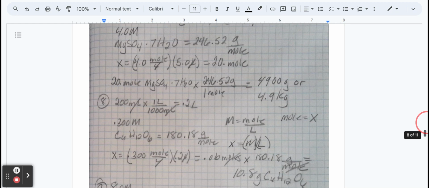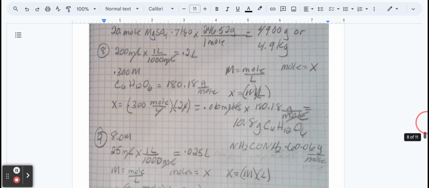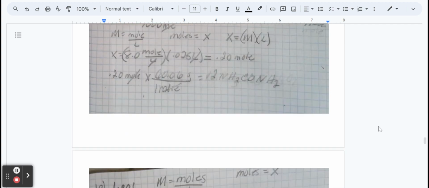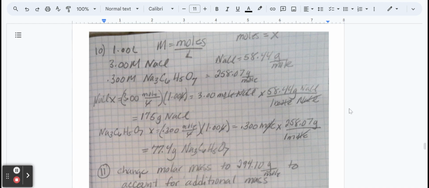Number 8, I don't think we're looking at too many changes there either. So each of these problems are really looking at the same process every single time. Let's go down. Number 10.